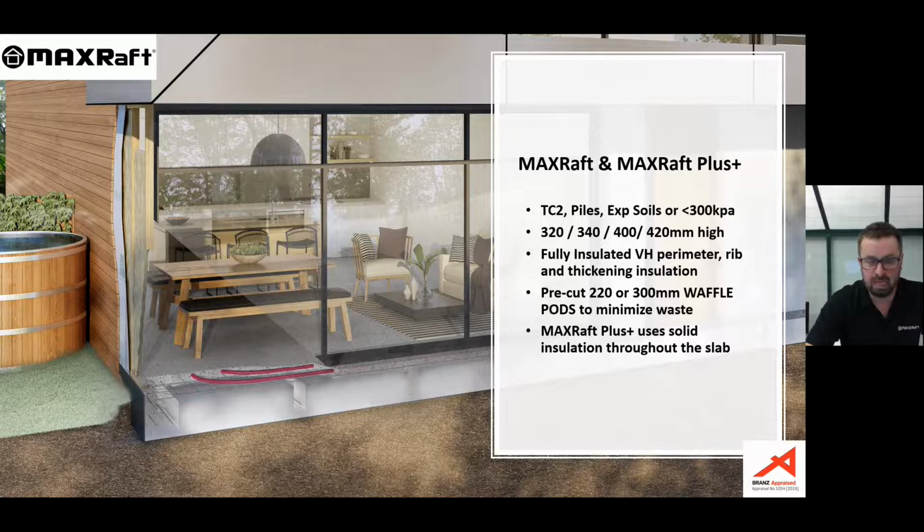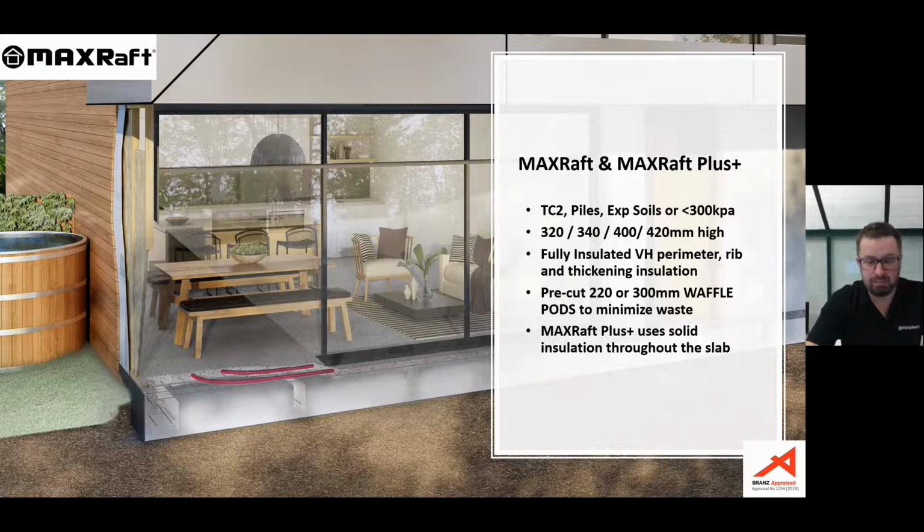MAXRaft and MAXRaft Plus, as I mentioned earlier, are very similar in their design. Both are typically specified on soft soils, so TC2, expansive soil, where you may have piles, or just 200 kPa ground. The standard heights for MAXRaft products are 320 and 400 mil. However, again, these can be adapted to allow for 120 mil slabs, say you've got underfloor heating on mesh or polished concrete. And they can even be adjusted to be 600 mil high if required. We've done lots of slabs in Christchurch where they needed to be further out of the ground, so it's easily adaptable.